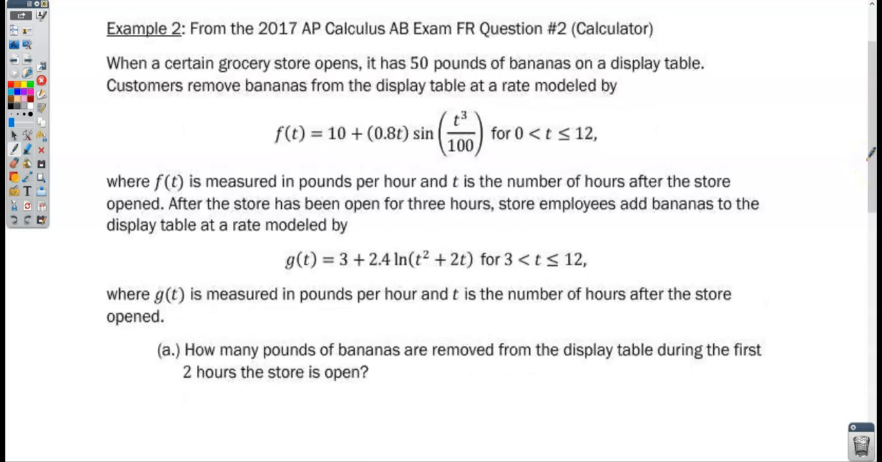Part A. How many pounds of bananas are removed from the display table during the first 2 hours the store is open? So this is just asking us how much is removed. And so that's just going to be an integral of the removal function, which is, in this case, f. Customers remove bananas based on f during the first 2 hours the store is open. So we're going to just take the integral from 0 to 2 of f of t dt.